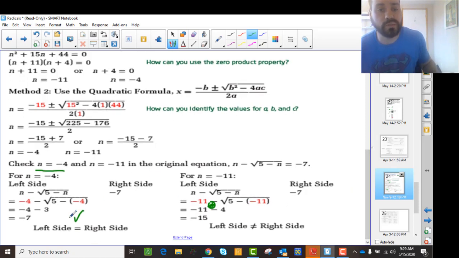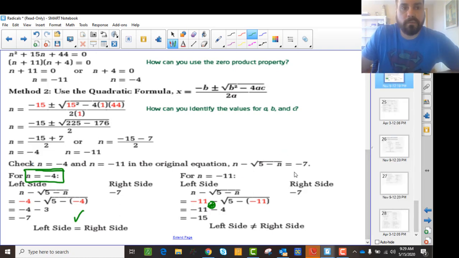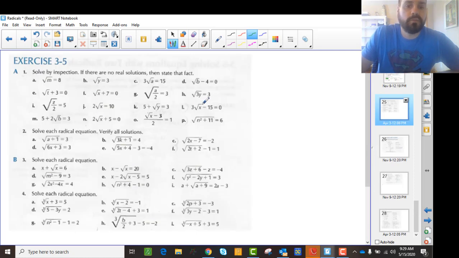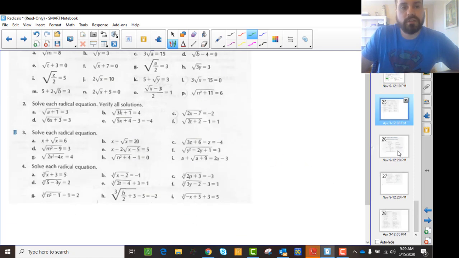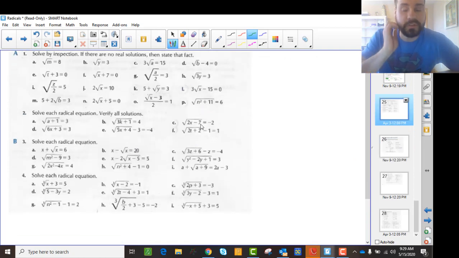So the only solution then, the only actual answer, is n equals minus 4. That's the only one that actually works. The other one is extraneous. So that's the idea of solving radical equations with one radical. Okay? So there's a number of examples here, a number of questions for you to do. And we've done enough examples, I think, that you can probably solve these without too much trouble.